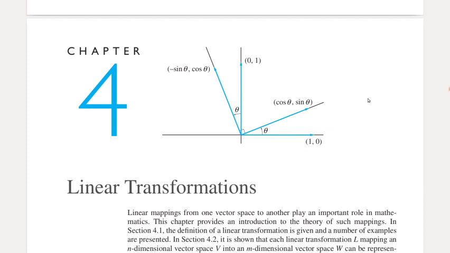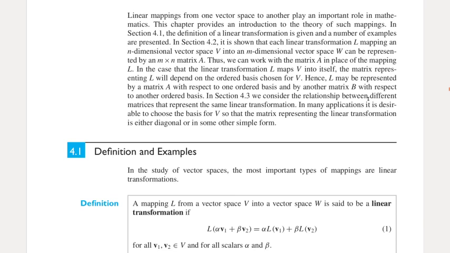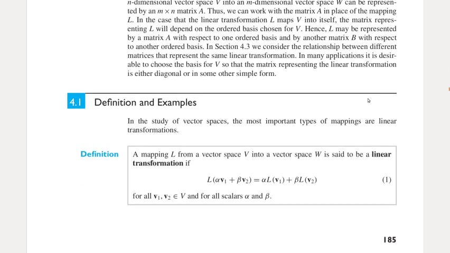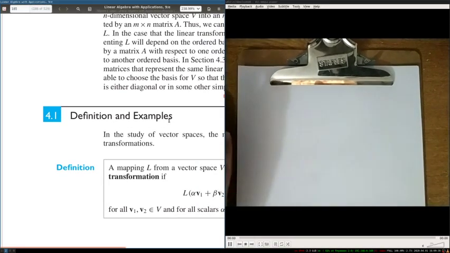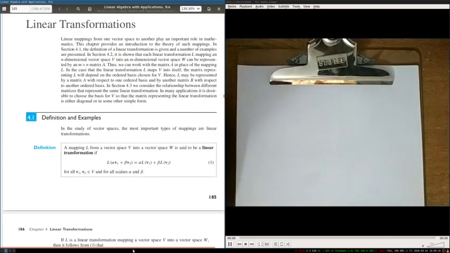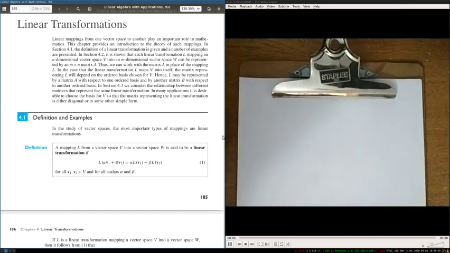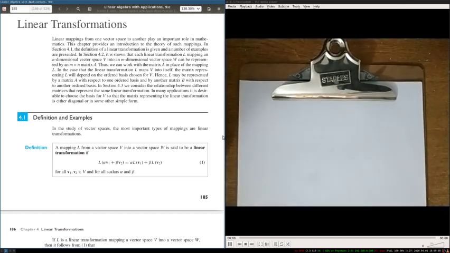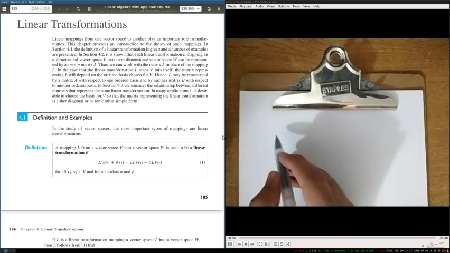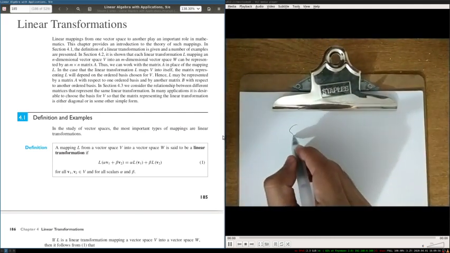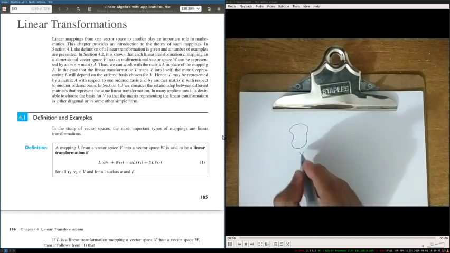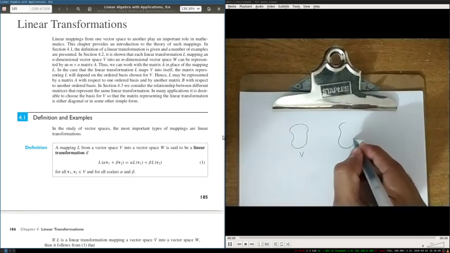Okay, so linear transformations. Let's start off with the definitions. And so I'll just zoom out here. Hopefully this is all visible and my audio is also clear. Okay, so a linear transformation is the following. We say, let's suppose you have a vector space V and you have another vector space W.